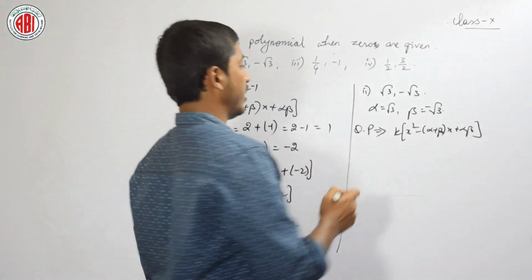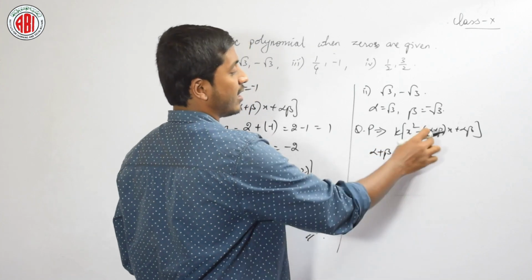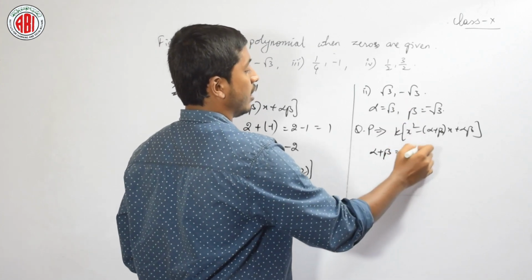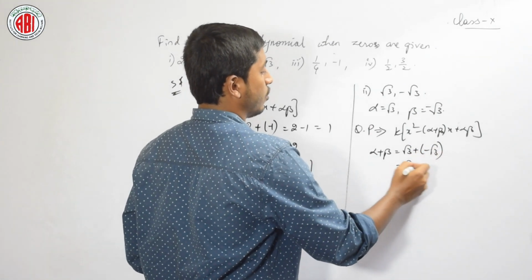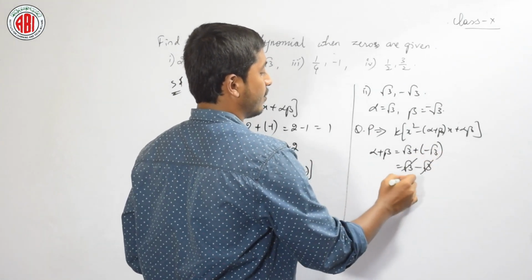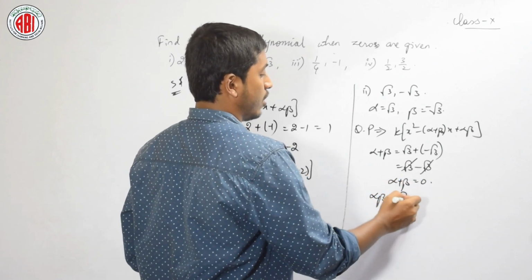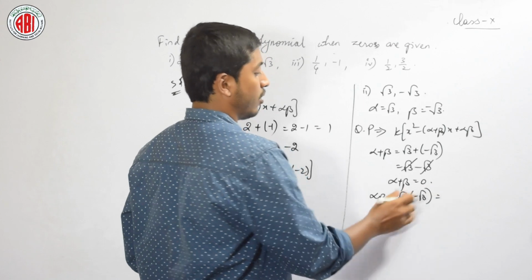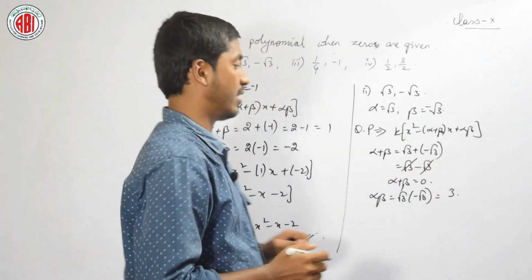Now let us substitute it there. Now we have to find the values of alpha plus beta and alpha beta. What is alpha? Root 3. What is beta? Minus root 3. That is root 3 minus root 3, it becomes 0, right. What is the product of roots? Root 3 into minus root 3. Root 3 into root 3 is 3, plus into minus is minus 3. Let us substitute that in that.